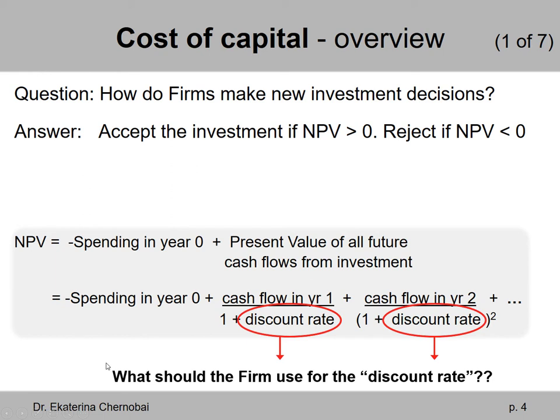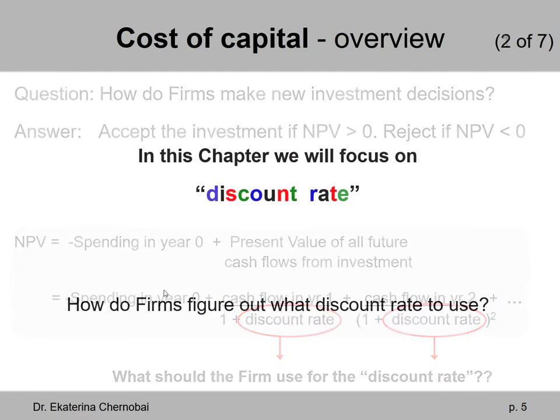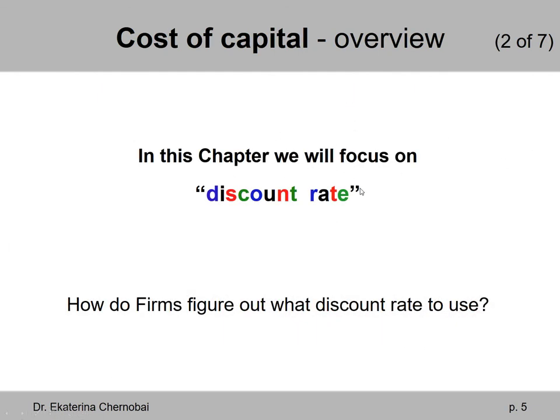So what should the firm use for the discount rate when it's trying to find out whether a new investment is worth it or not worth it? This is what these chapters focus on, the discount rate. So how do firms figure out what discount rate to use?